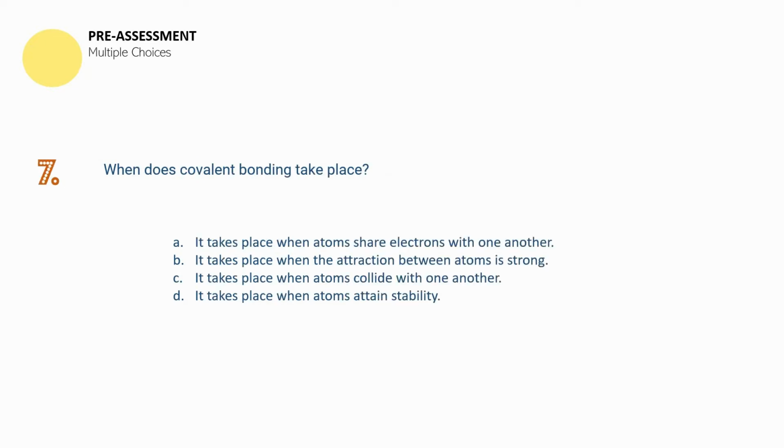Question number 7. When does covalent bonding take place? A, it takes place when atoms share electrons with one another. B, it takes place when the attraction between atoms is strong. C, it takes place when atoms collide with one another. D, it takes place when atoms attain stability. If you need more time, you can pause this video. If you have decided to continue, that means you are ready for question number 8.